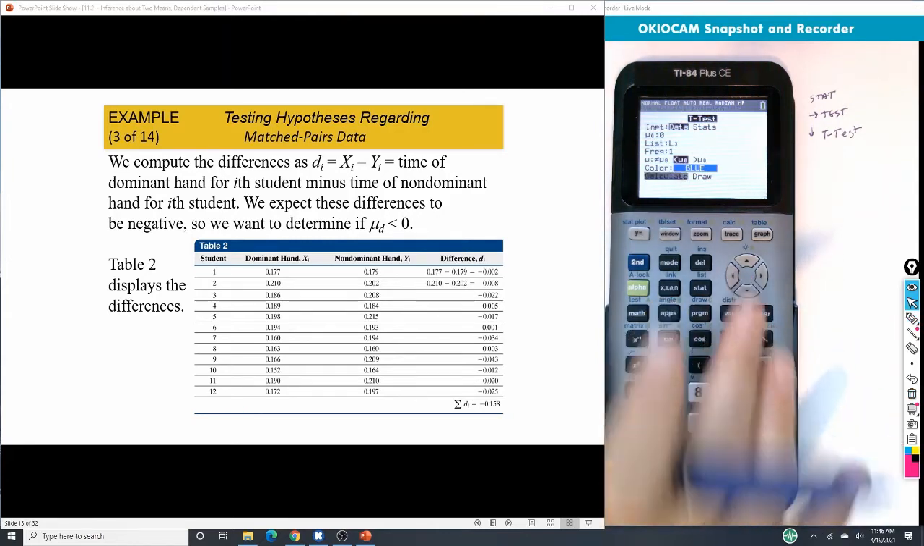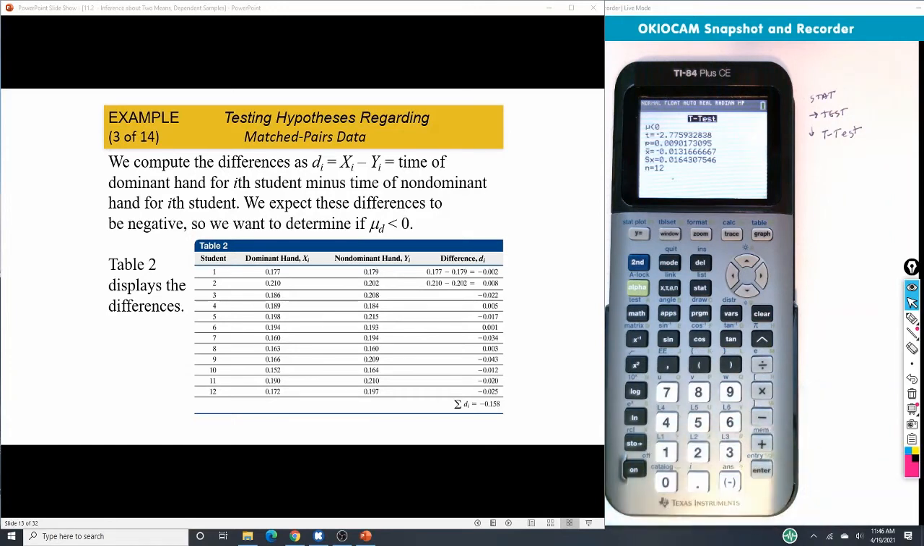So then we just want to calculate from there, okay? So that's going to give us our t-test statistic, and it's going to give us our p-value straight from the get-go on those pieces, okay?